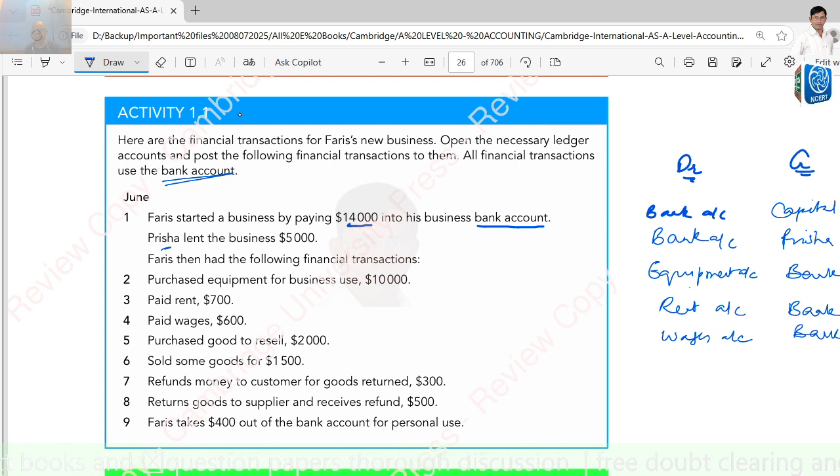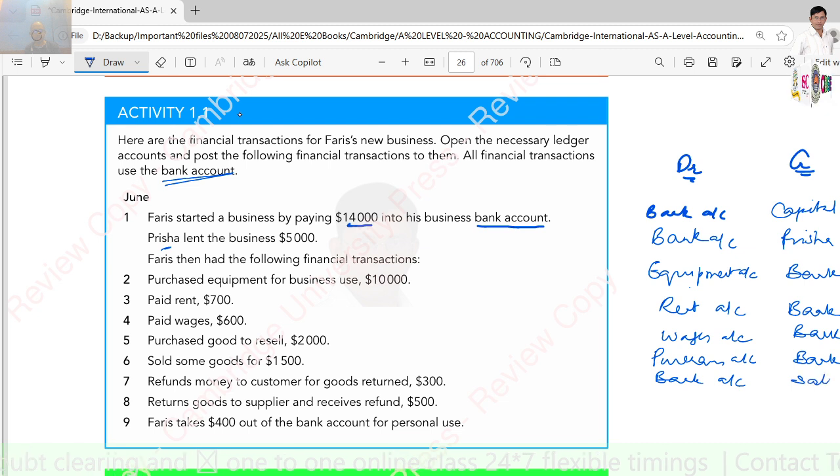Paid wages. Purchase goods to resell. So purchases account, and then bank account, because money is going out from bank account. Then sold some goods for 1,500. What happens when we sell? Money comes in, so bank account debit, 1,500. Sales is the revenue, sales is an income, so sales account credit, on incomes and gains.